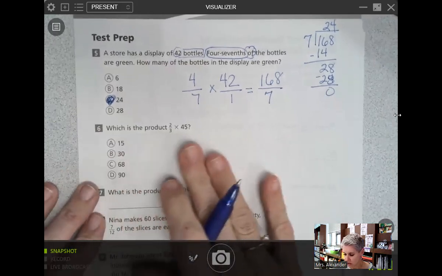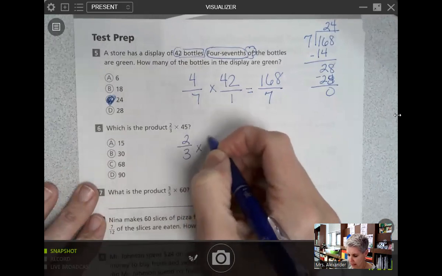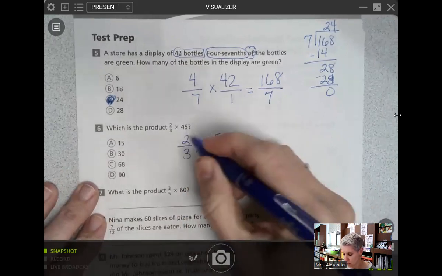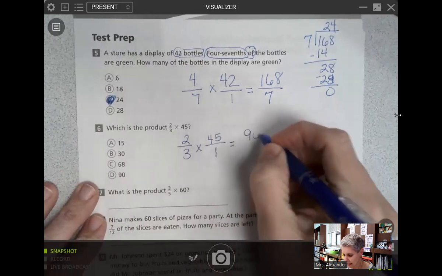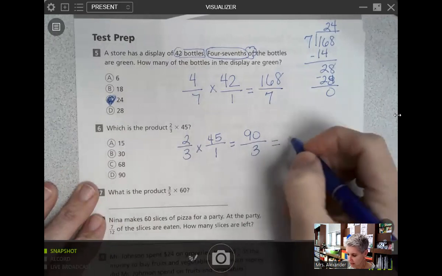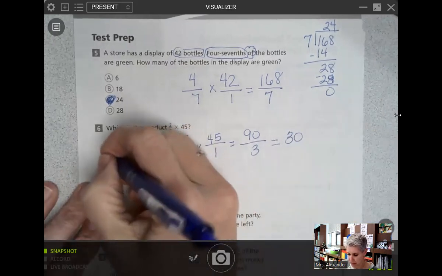What is the product of 2/3 times 45? 2/3 times 45 is a whole number. Put a 1 under it. 2 times 45 is 90. 3 times 1 is 3. 90 divided by 3 is going to give us a whole 30. Letter B.